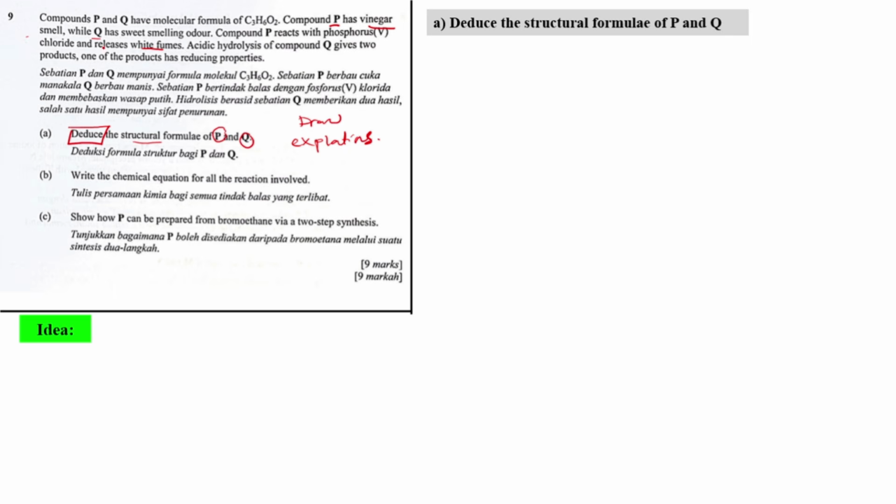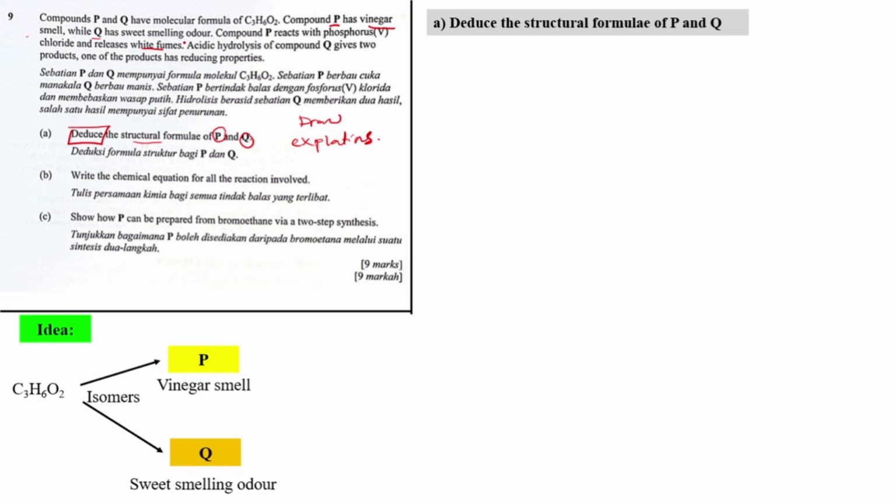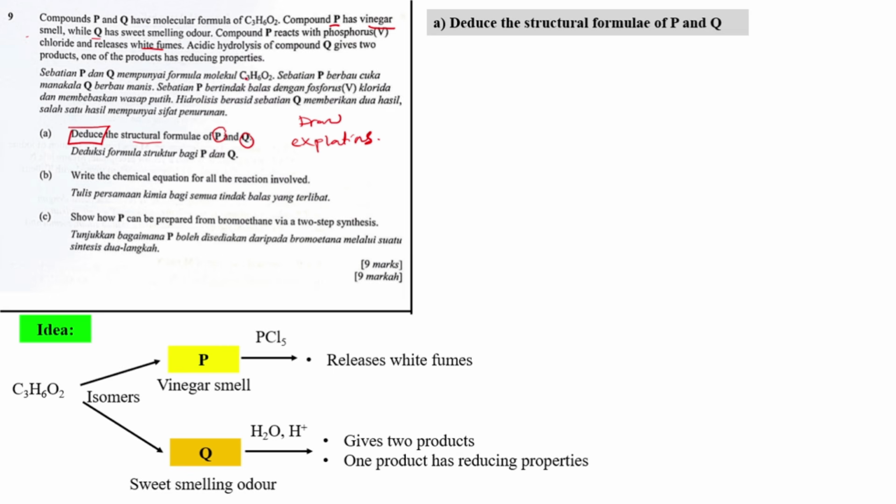Okay, so from the sentences here, let us convert that into an idea scheme first. So we have the molecular formula of C3H6O2, and this C3H6O2 is the isomers of P and Q. So P has a vinegar smell, while Q has a sweet smelling odor. So P will react with PCl5 to release white fumes. Meanwhile, compound Q will undergo acidic hydrolysis, which is H2O, H plus, to give two products, and one of the products will have reducing properties.